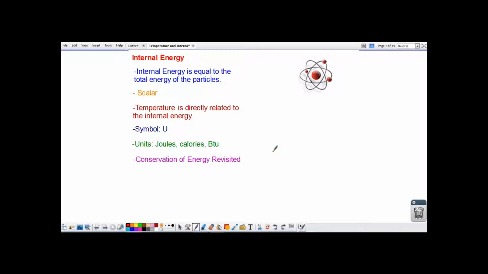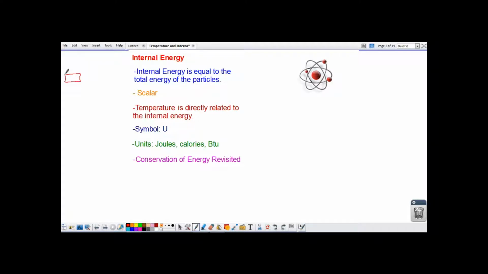Today we're going to talk about internal energy. Internal energy is equal to the total energy of the particles. And you might be thinking, I thought we talked about temperature, and temperature was about the energy of the particles as well. Temperature was the average kinetic energy of the particles.